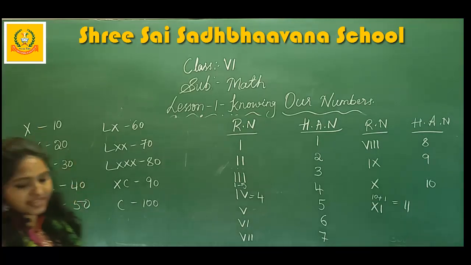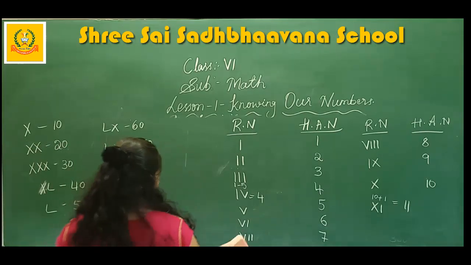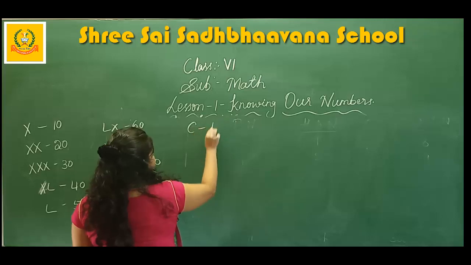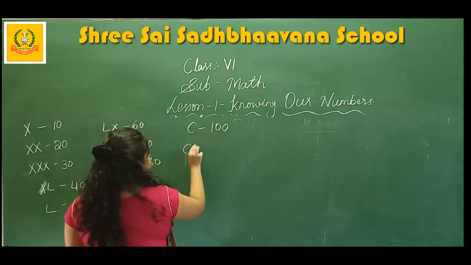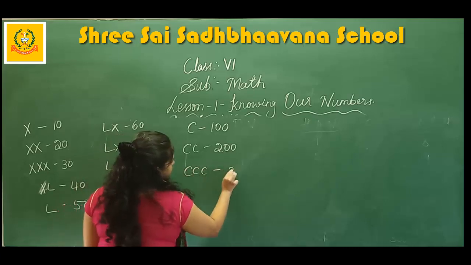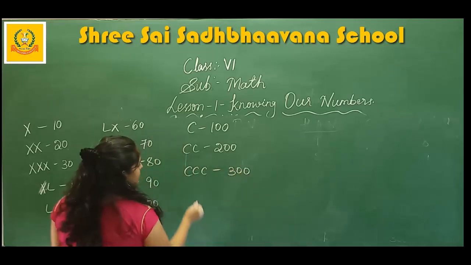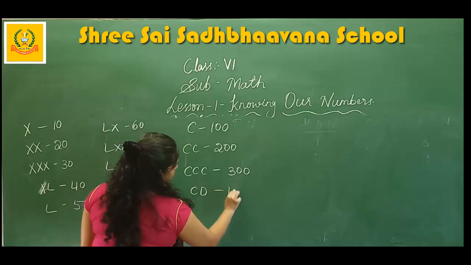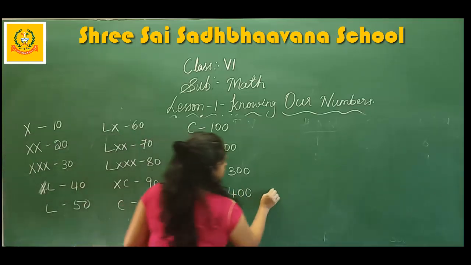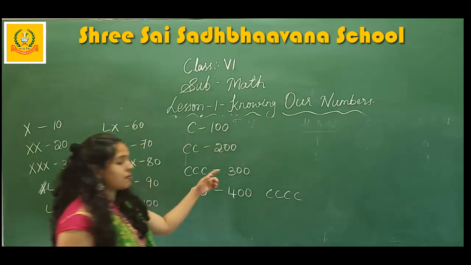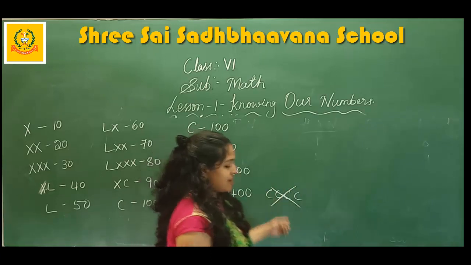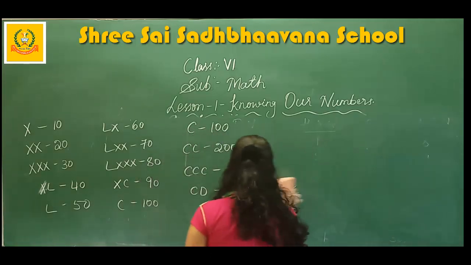And we can write 100, 200 also. How can we write them? C stands for 100, CC is 200, CCC is 300. CD is 400. Why are we writing CD here? Why can't we write C 4 times? No, we cannot write C 4 times. We can write up to 3 times. If you write it like that, it is wrong.